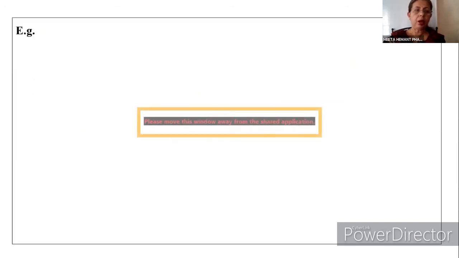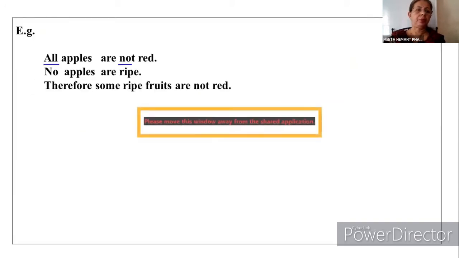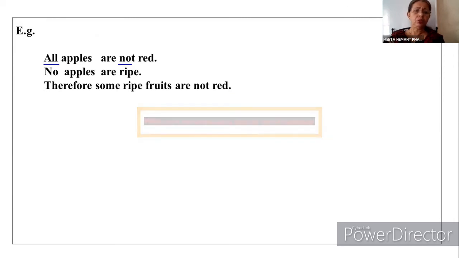Then let us take an example to understand. Suppose the argument given is: all apples are not red, no apples are ripe, therefore some ripe fruits are not red. So what you have to note first is how many propositions are there in this given argument? There are three. So it's a categorical syllogism.